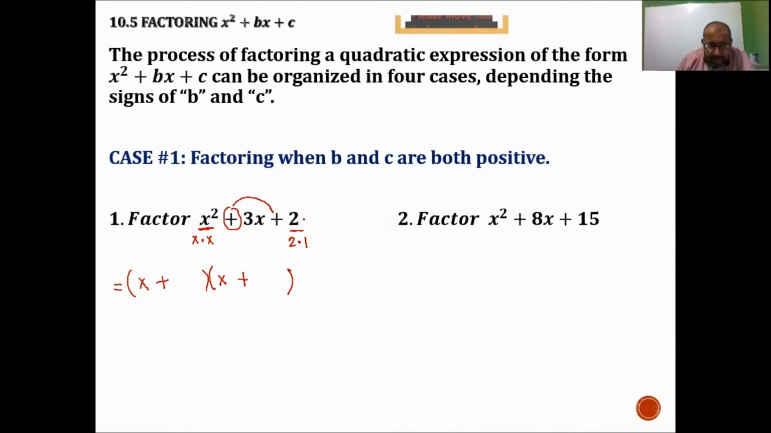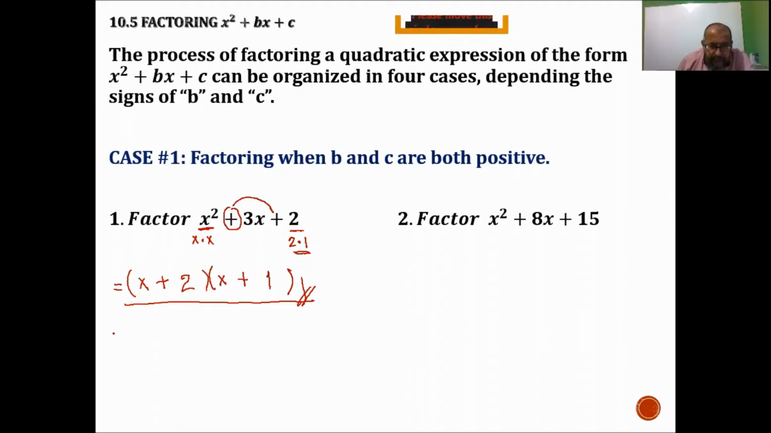Then I look for 2 numbers whose multiplication is 2, and because these 2 signs are equal, the addition will be equal to 3. And that combination is unique because it's 2 times 1, which is positive 2, and 2 plus 1, which is equal to 3. So therefore, we write 2 on the first parenthesis and 1 on the second parenthesis. And with this, we finish the process of factoring the polynomial.